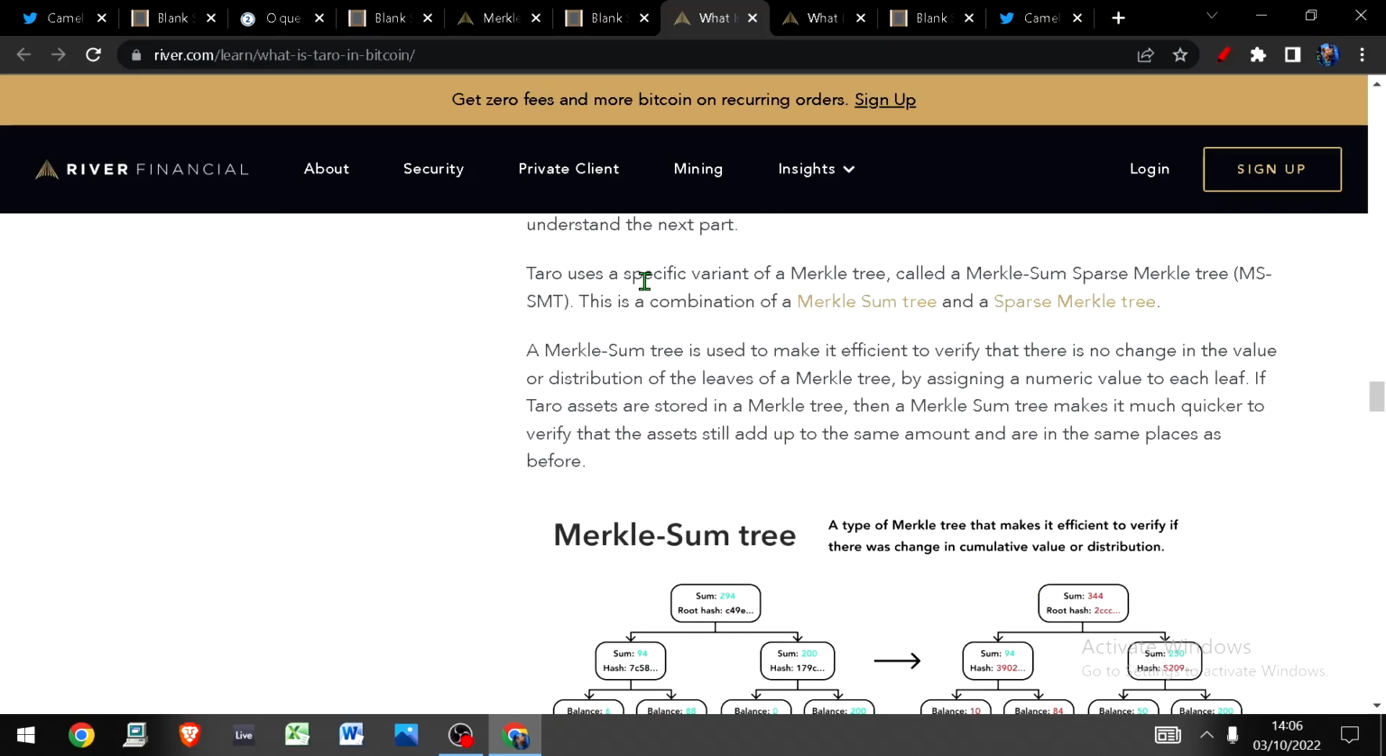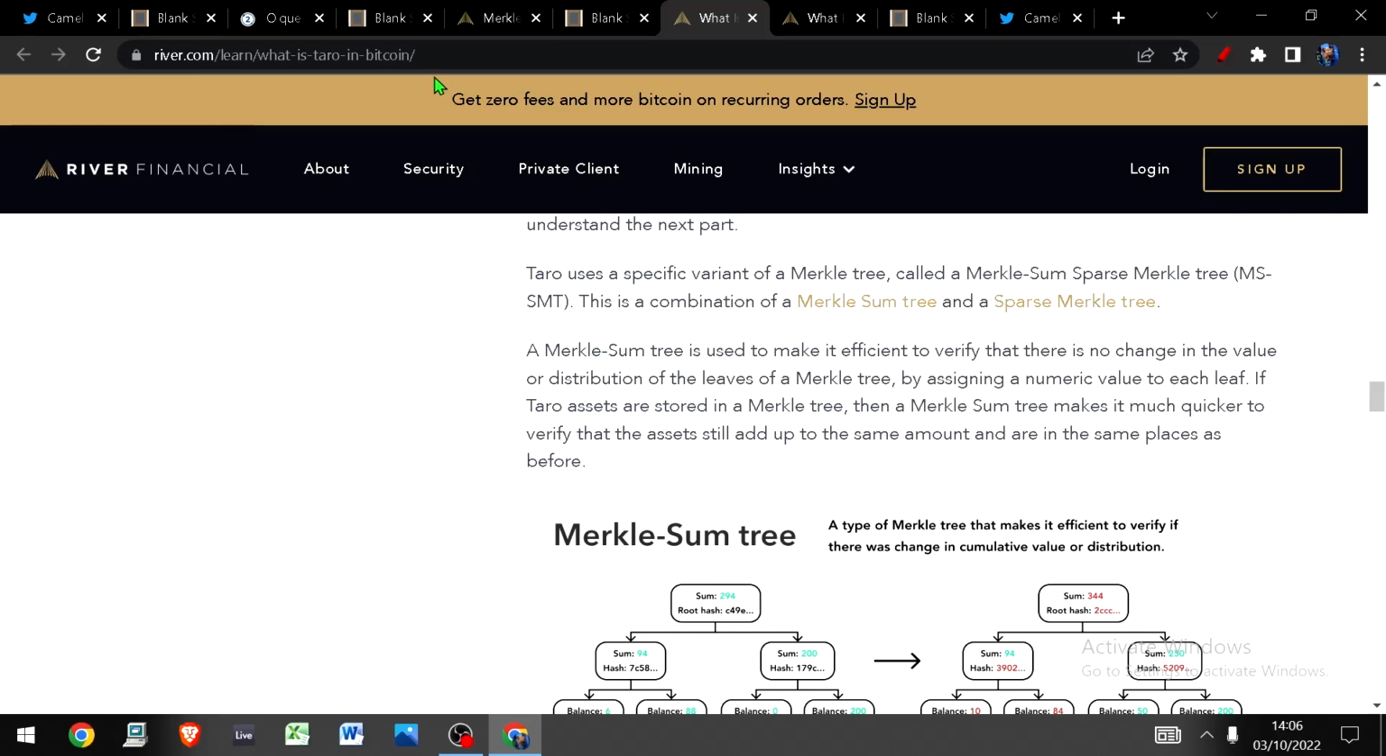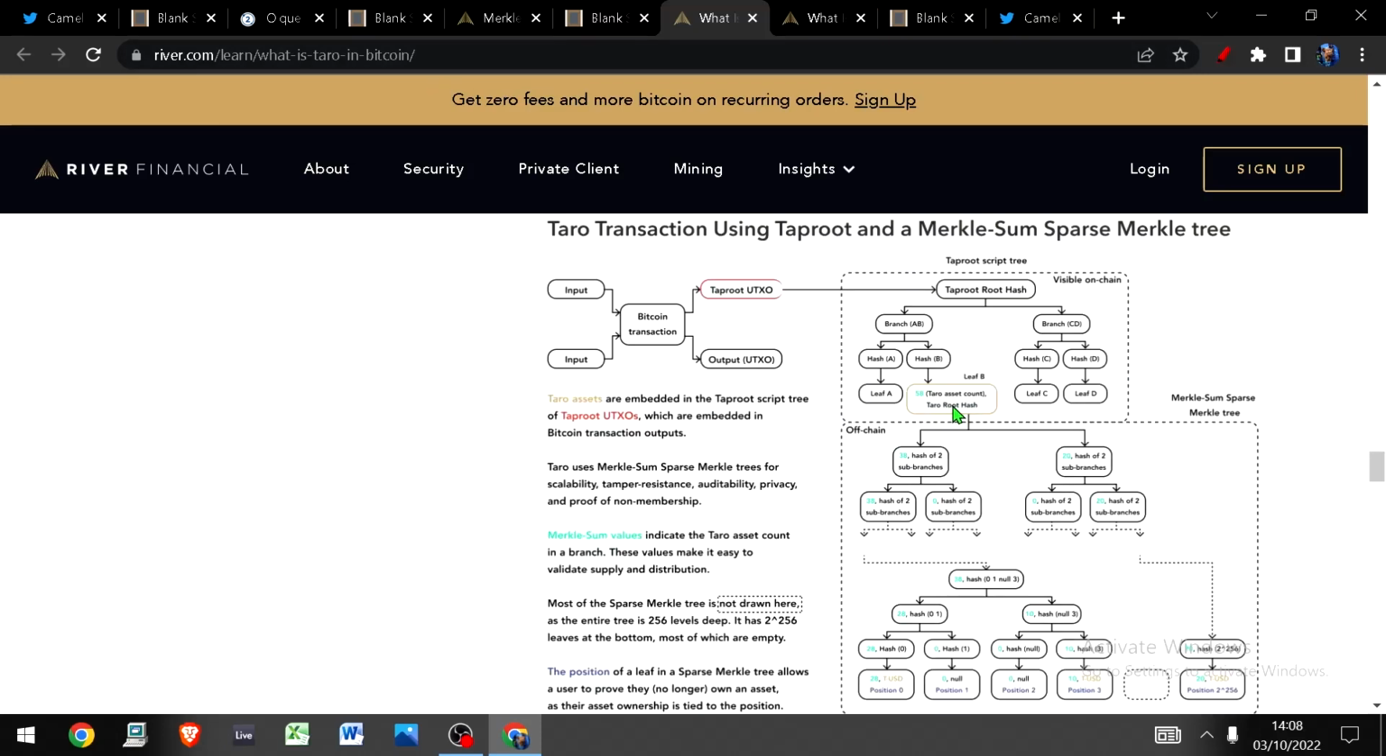So TARO uses a special variant of the Merkle tree called a Merkle sum sparse Merkle tree. And this is a combination of a Merkle sum tree and a sparse Merkle tree. You can go and read about these in your own time if you want to. I'm not going to, this is already way more technical than a normal video. TARO assets are embedded in the Taproot script tree of the Taproot UTXO, which is embedded in the Bitcoin transaction output. TARO uses Merkle sum sparse Merkle trees for scalability, tamper resistance, auditability, privacy, and proof of non-membership.